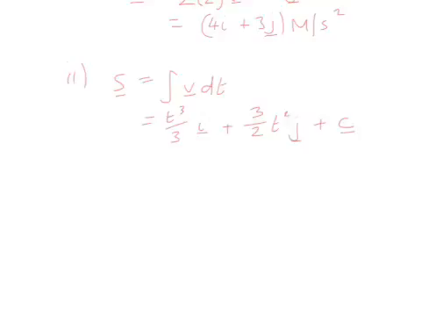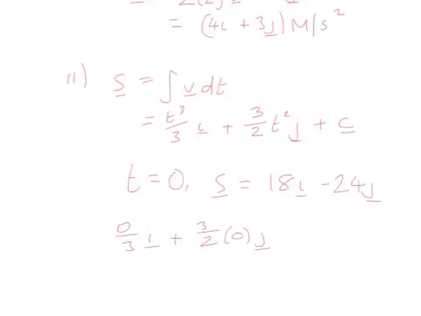So it tells us in the question that when t is equal to 0, then s is equal to 18i minus 24j. So if we go ahead and fill in what we know, we'll have 0 over 3, that's the i component, plus 3 over 2 times 0, and that's the j component, plus our c is equal to 18i minus 24j. We can see straight away these will go to 0. So then we've got c is equal to 18i minus 24j.